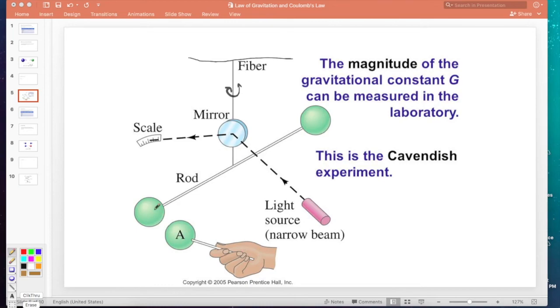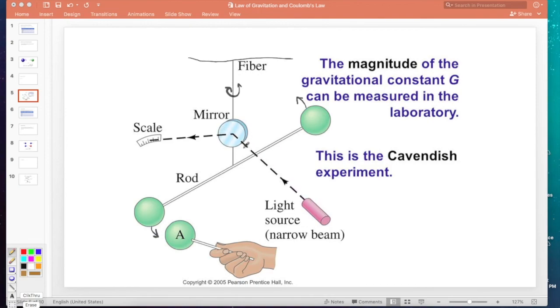And he brought close to this sphere another massive sphere. Well, remember what the law of gravitation says. If you have 2 objects, they're going to attract each other gravitationally. So if he brings this close, what's going to happen to this whole system? It's going to start twisting. This sphere here is going to be attracted to sphere A, so it's going to want to accelerate this way, which will cause this to accelerate this way. And because the whole thing is stuck on a mirror, the mirror is going to rotate.